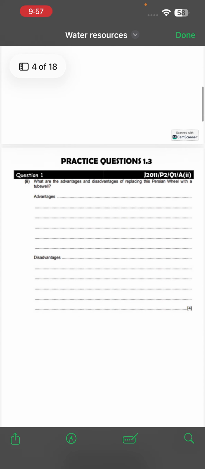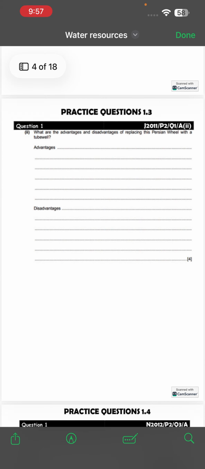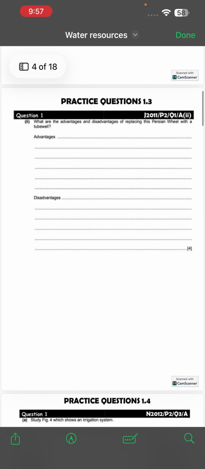Now proceeding to question 1.3. What are the advantages and disadvantages of replacing this Persian wheel with a tube well? Now, advantages of tube well and disadvantages of tube well. Let's discuss the advantages first.